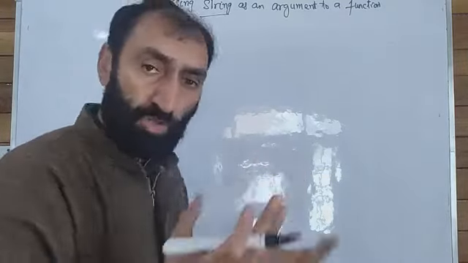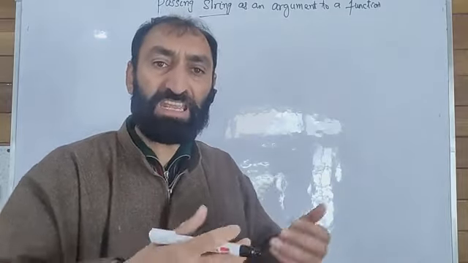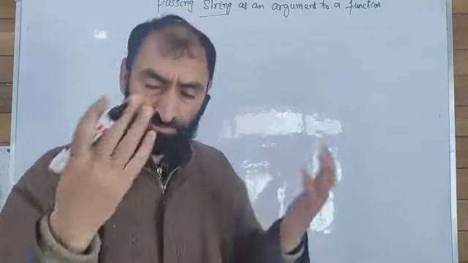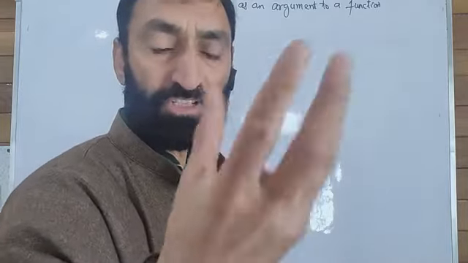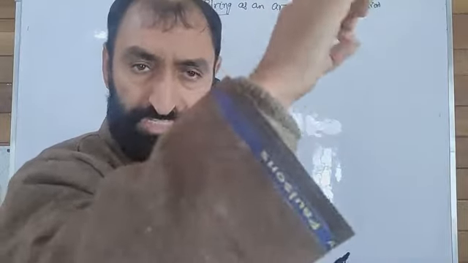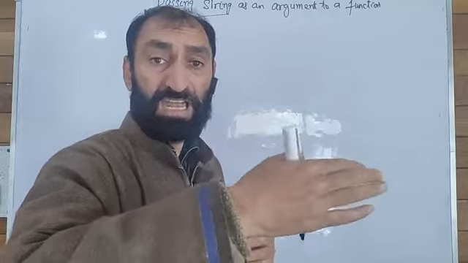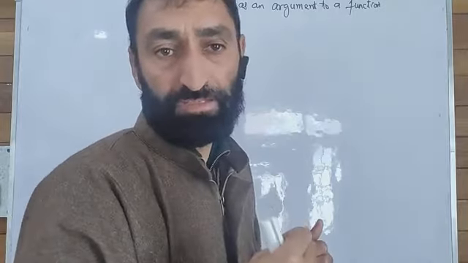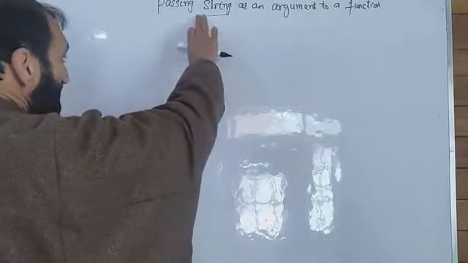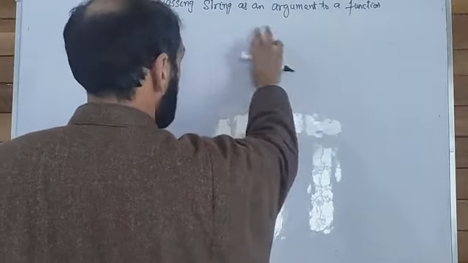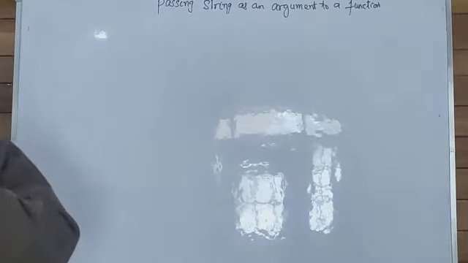Actually, string is nothing. What is a string? It is a character array. Actually, a string is the character array. The definition of a string: a string is a group of characters enclosed in double quotes. That means it is a character array that is terminated by the null character. So the rules are the same as those of the character array. First we will discuss it here.